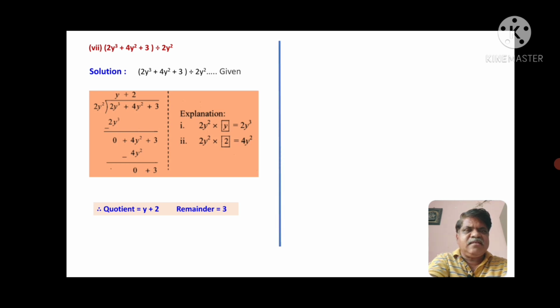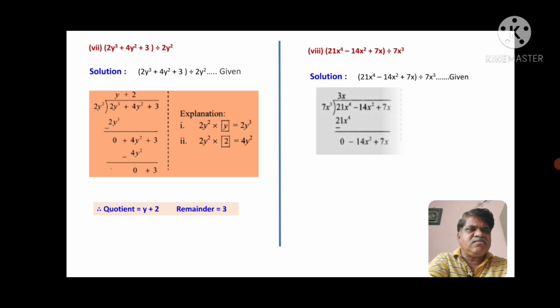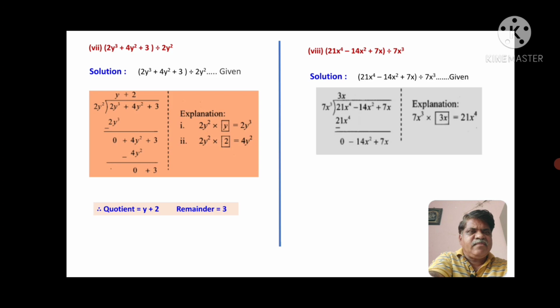Let us consider the next problem, problem number 8: 21x raised to 4 minus 14x square plus 7x is divided by 7x cube. Friends, here we have to carry out this division. So it could be written like this: 21x raised to 4 minus 14x cube plus 7x divided by 7x cube. In the explanatory part, you could see that 7x raised to 3 into 3x will be 21x fourth.